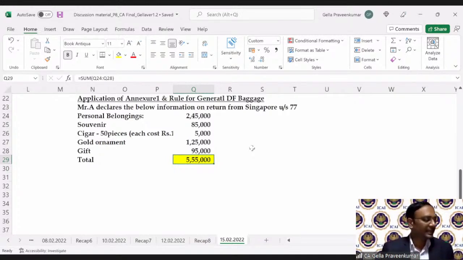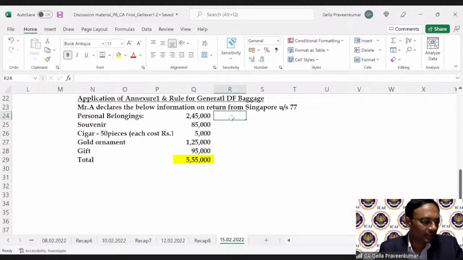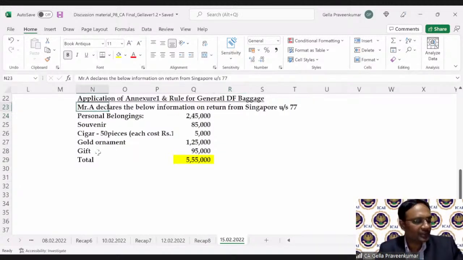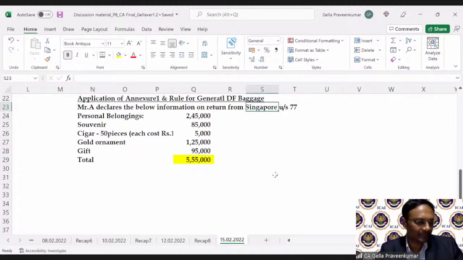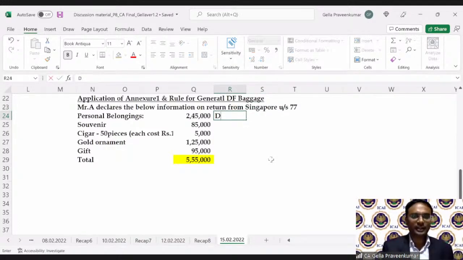Now, students, please look at your page number 5.47. Page number 5.47. Now, what is happening here? Look at your rule number 3. Indian resident, Mr. A happens to be a resident of India, residing in India or Indian origin. He is coming from any country other than Nepal and Bhutan. Now, in this case, we have discussed that he is coming from Singapore. Use personal effects and travel souvenir. Now, there is no value mentioned. So, it is duty-free.